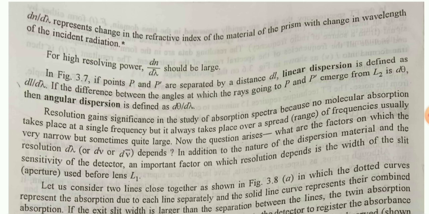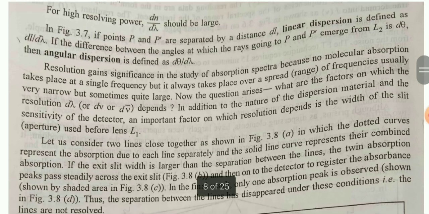Resolution gains significance in the study of absorption spectra because no molecular absorption takes place at a single frequency, but always takes place over a spread range of frequencies, usually very narrow but sometimes quite large. Now the question arises, what are the factors on which the resolution d lambda depends? In addition to the nature of the dispersion material and the sensitivity of the detector, an important factor on which resolution depends is the width of the slit used before lens L1.